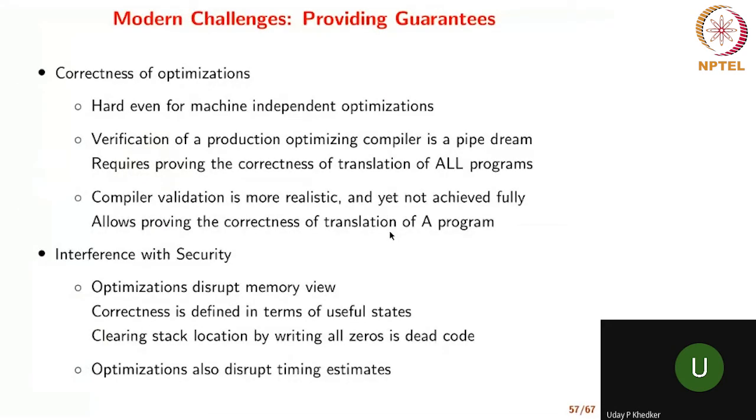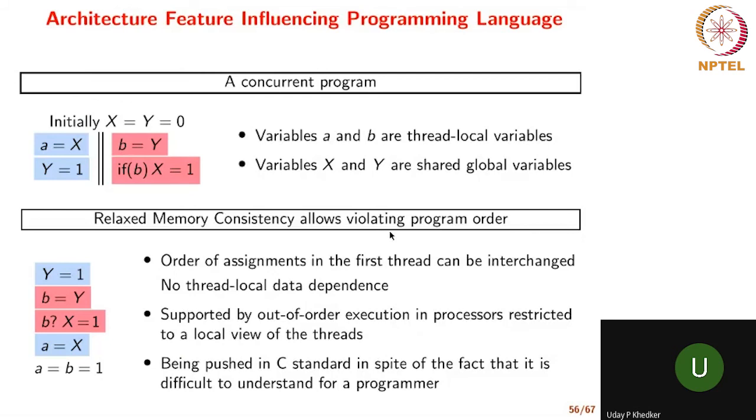The other set of modern challenges that compilers face is in providing guarantees. How do we guarantee correctness of optimizations? This is hard even for machine independent optimization. It would be much harder for machine dependent optimization. For example, let's take this particular example. What does it mean to say the execution is correct?